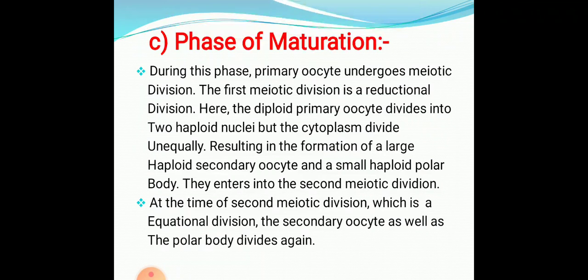This results in the formation of a large haploid secondary oocyte. What formation takes place here? Formation of a large haploid secondary oocyte and a small haploid polar body. They enter into the second meiotic division. At the time of the second meiotic division, which is an equational division, the secondary oocyte as well as the polar body divides again.